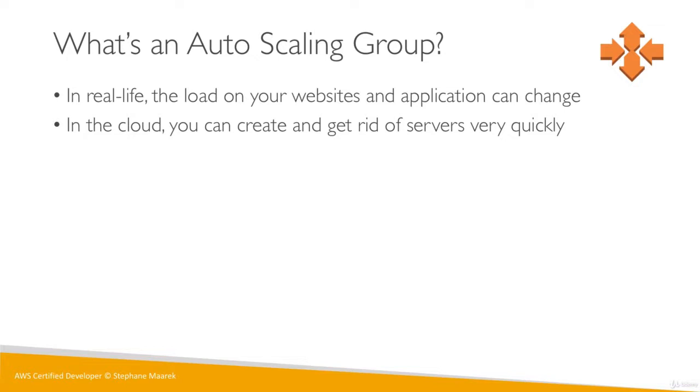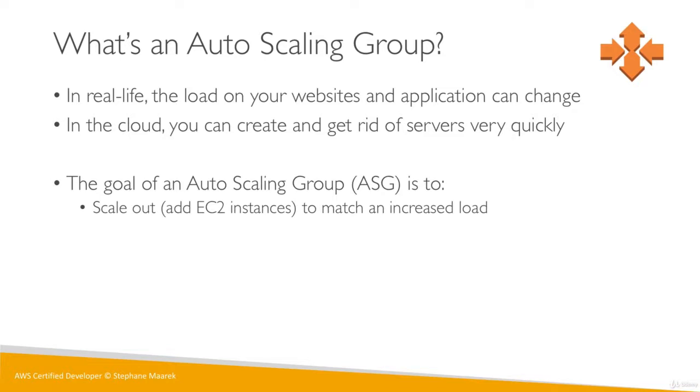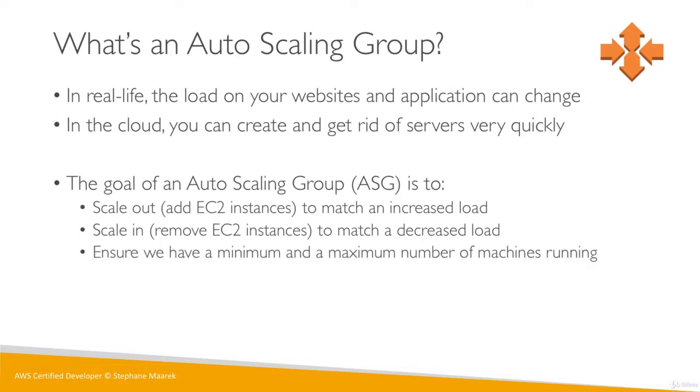And so there's one thing that an auto-scaling group does very well. It is to scale out. That means add EC2 instances to match an increased load, but also scale in, remove EC2 instances to match a decreased load. And then finally, we can ensure that the EC2 instances can only grow to a certain amount or decrease to a certain amount. And this is where we can define a minimum and a maximum number of machines running in an ASG.